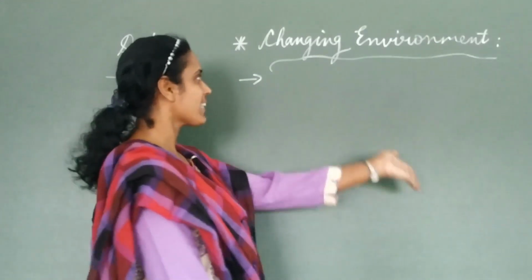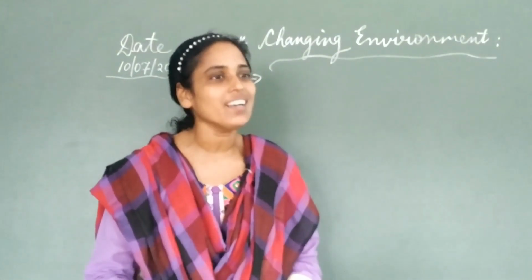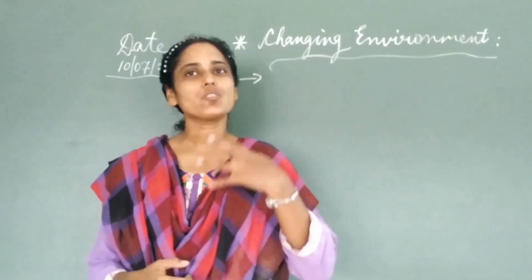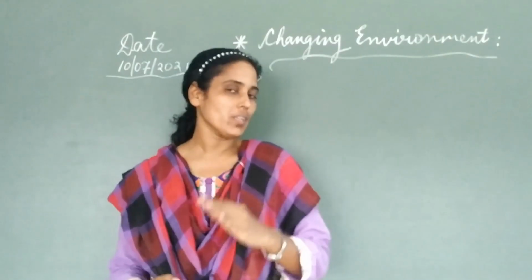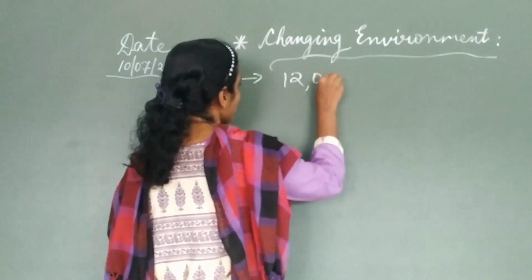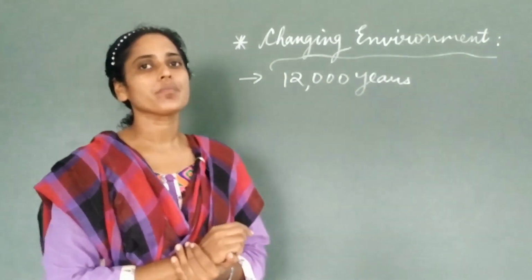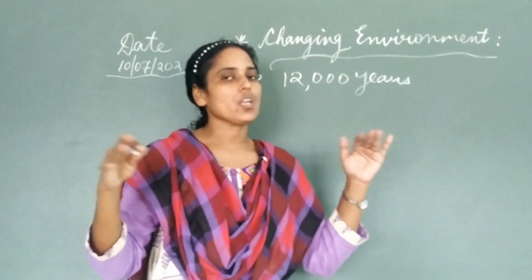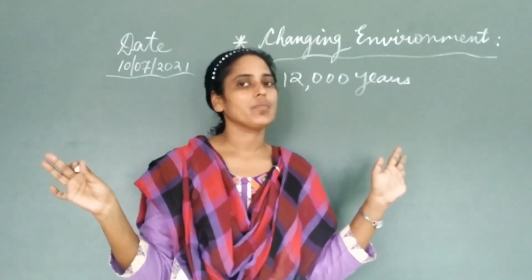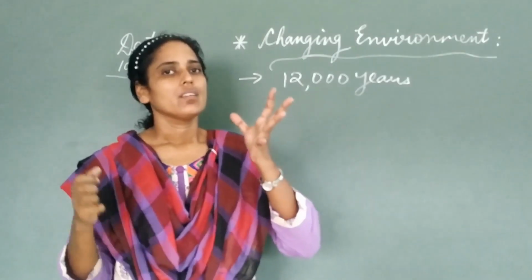So students, which is the next topic? Changing environment. What do you mean by changing environment, students, here? It means that about 12,000 years ago, actually, students, here we have approximate figures, okay? If we take approximate figures given by historians, about 12,000 years ago, what happened? There was a widespread change in the atmosphere of the whole world because of different reasons, okay? Environmental changes.